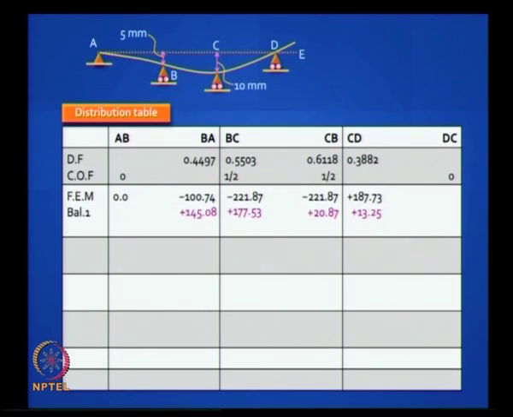Now is the time to do the carryover. How do you do the carryover? You can put some arrow marks to help you. 50% of the moment gets carried over, plus half. So is this self explanatory? Everything is clear? Now after you have carried over, at the joint B, what is the unbalanced moment?